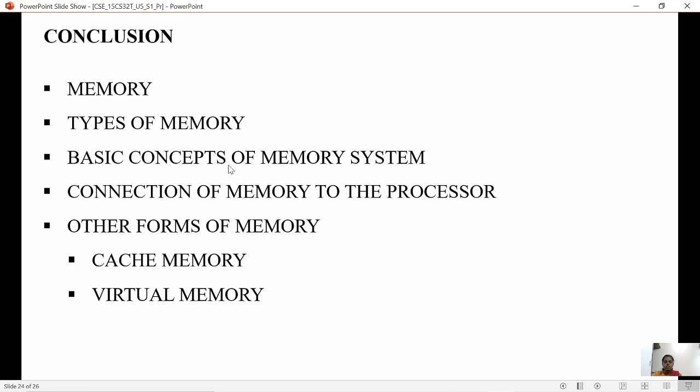Here we have discussed memory word length, byte and memory address. Then we have discussed the connection of memory to the processor. Here we have discussed how the read operation and write operation are performed. And finally, we have discussed the different forms of memory, that is the cache memory and the virtual memory. So these are the topics we have discussed in this session. I hope you all understand these topics very well.